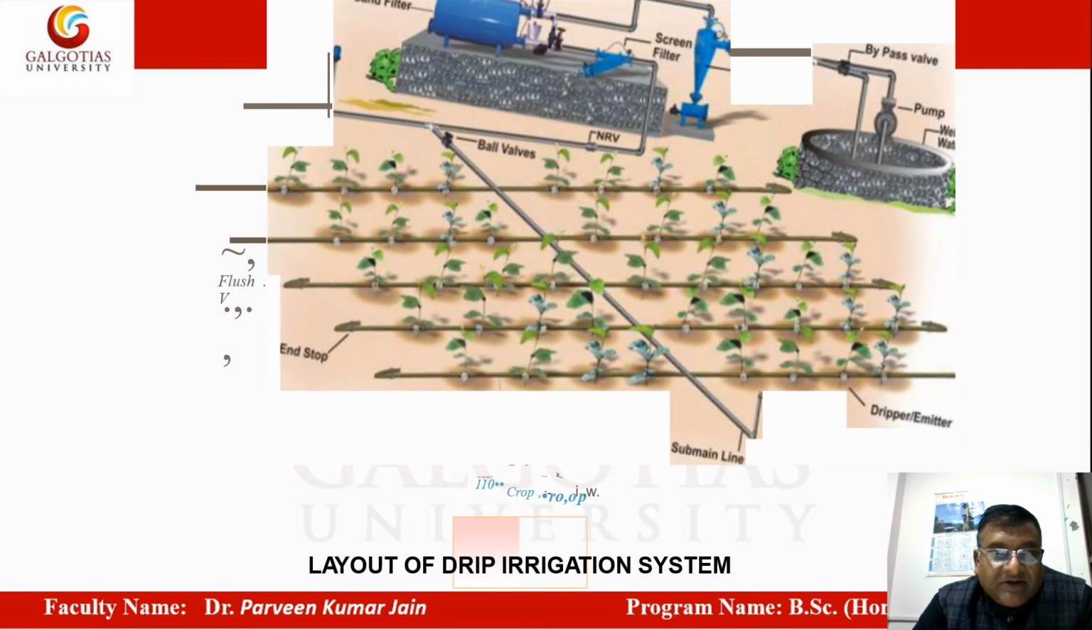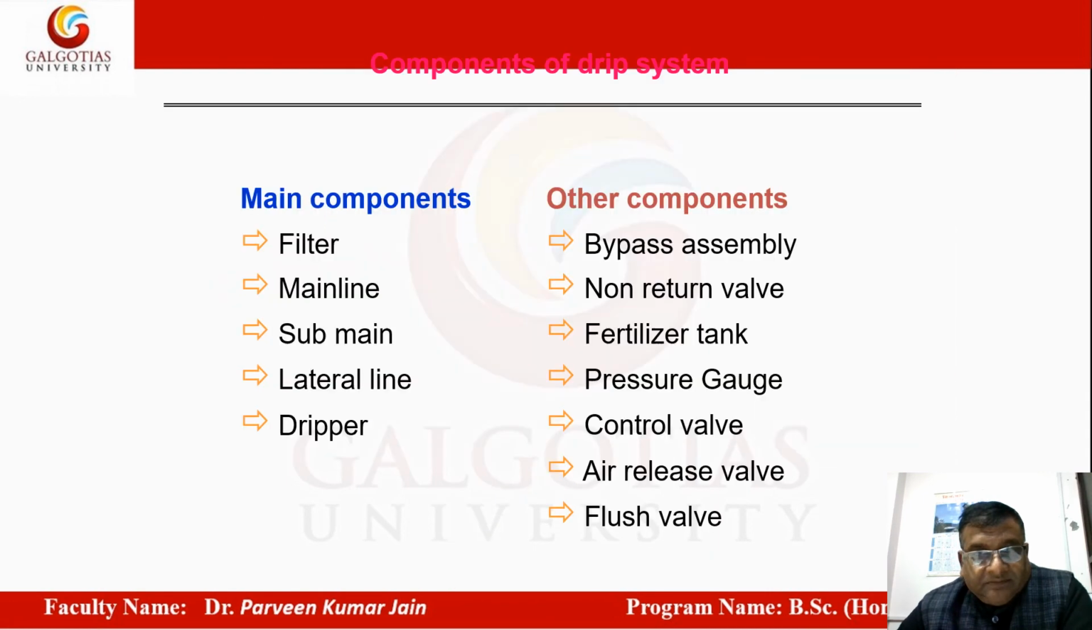The requirement of filters is based on the water and how the water is. Once the filters are installed and the clean water is there, the next is the network of piping. This network of piping consists of main lines, sub main lines, and laterals, and the water is made available till the last plant in the field.